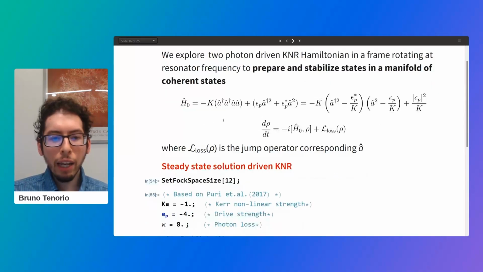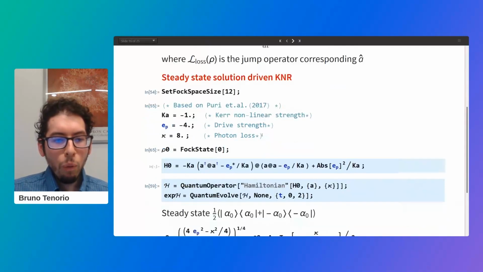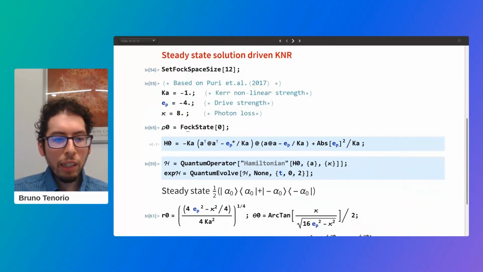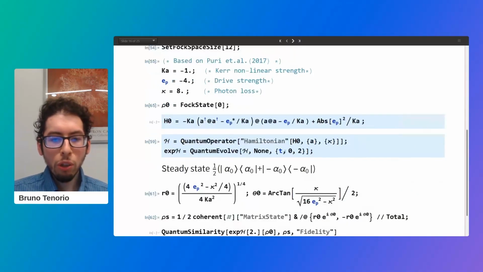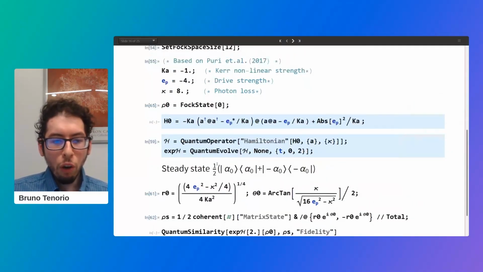K is the Kerr nonlinear constant, and this is the driving amplitude, and we are considering as a jump Lindblad operator just the annihilation operator. So it means single photon loss. We take these parameters based on this paper of Puri. We use the ground state as an initial state. We define the Hamiltonian and the evolution using these Lindblad jump operators. And we know the steady state solution is this mixture of coherent states.